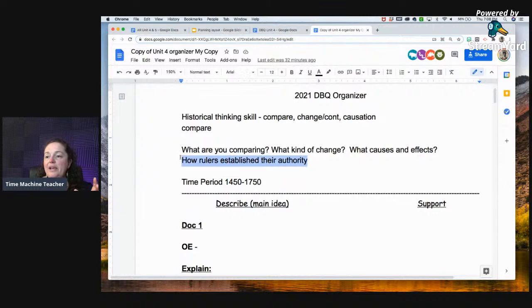What you're going to turn in for your grade for this is the DBQ organizer. So this is what you need to be filling out along with me, if you want to split your screen or if you want to watch this on your phone screen, either one that works for you. And we're comparing, so we're going to highlight that. And I think I left that in there. I forgot to delete it from last year, so you're welcome.